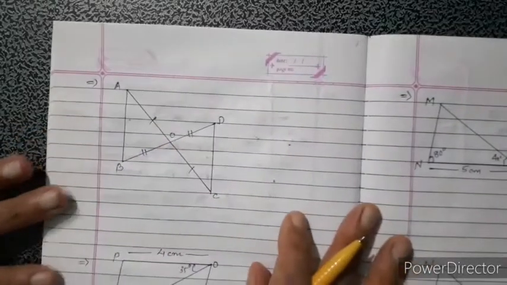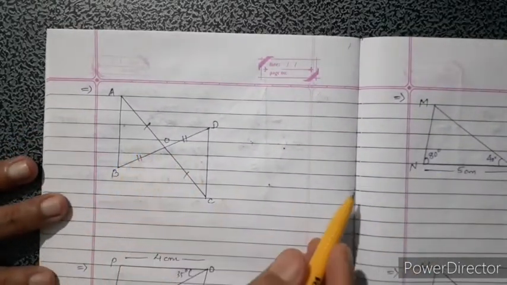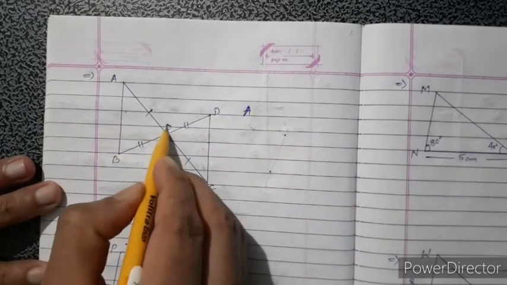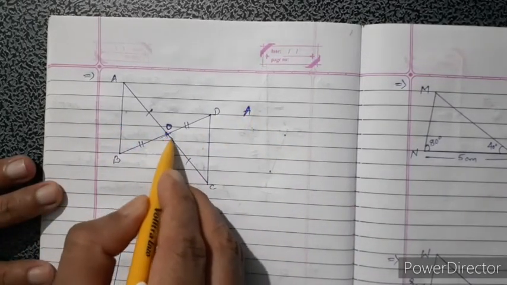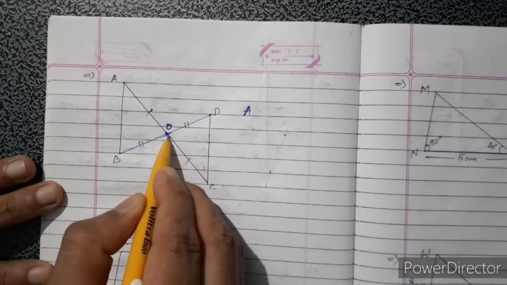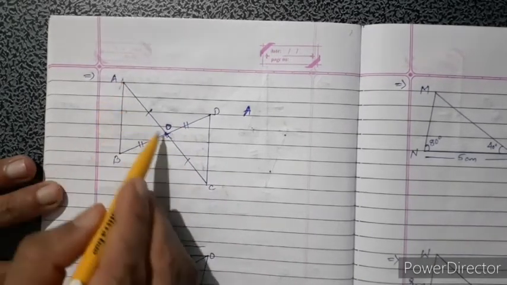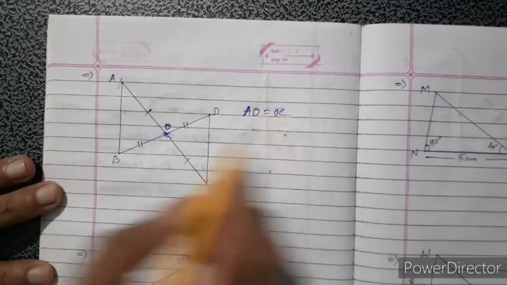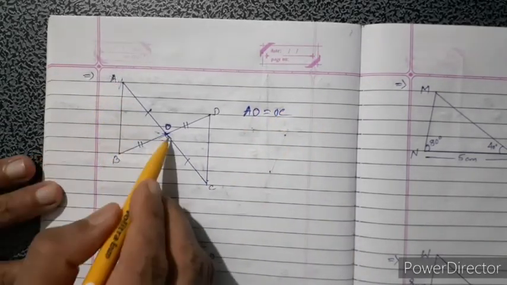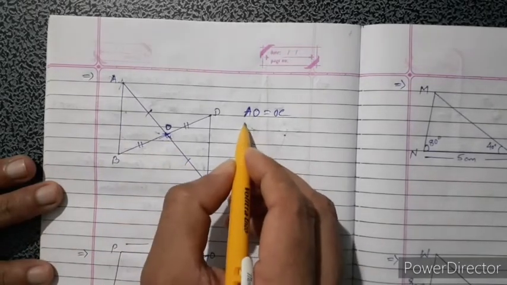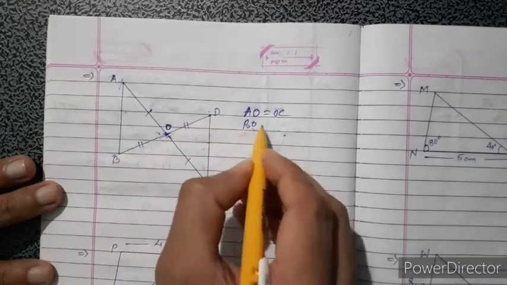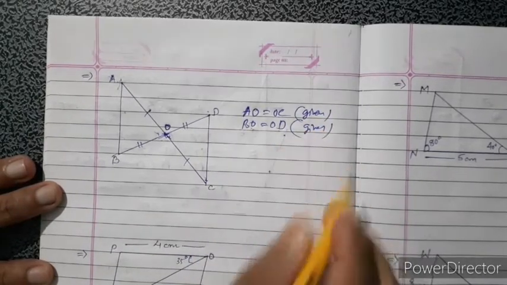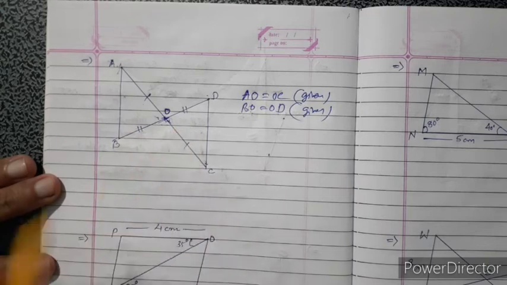Same here. Look, in this one, which two sides and angles are equal? So here we write down. Look, two triangles have two lines intersecting here. So O is the intersecting point. According to the given, OA and OC are equal. So AO equal to OC is given. Then BO and OD are equal. You just write down here, that is given. Now only two pairs are given.